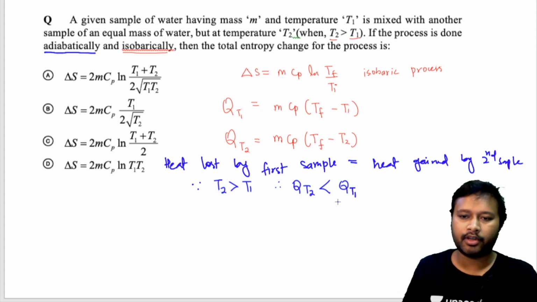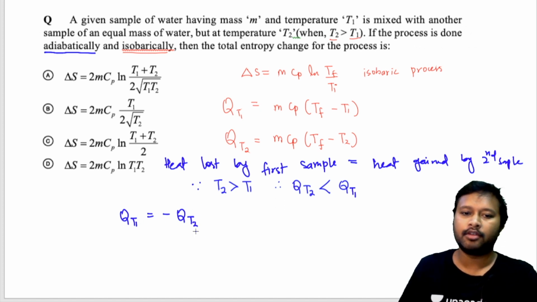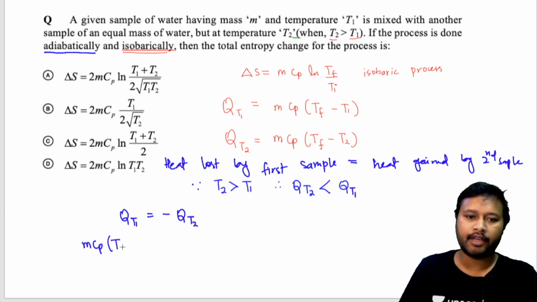Now as we know this much, we can resolve this. Because the heat given from one system is taken by the other system, QT1 will be equal to minus QT2. One of the systems is absorbing the heat and the other one is giving the heat, so one will be positive and the other negative. Now put the values of QT1 and QT2: MCp (Tf minus T1) equals minus MCp (Tf minus T2).